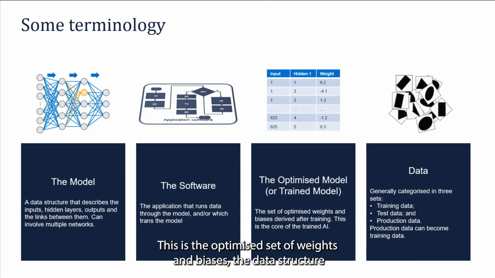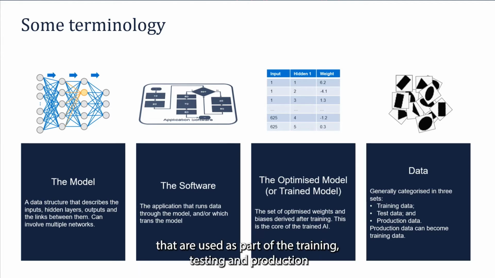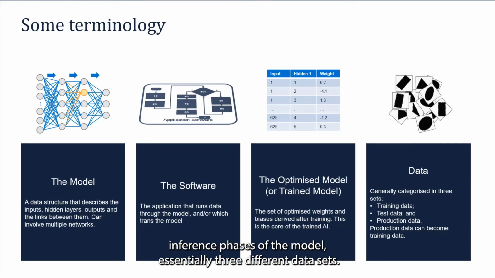This is the optimized set of weights and biases, the data structure that is the really valuable output of the training of the model. And then last, there are the various different data sets that are used as part of the training, testing, and production inference phases of the model. Essentially 3 different data sets there.